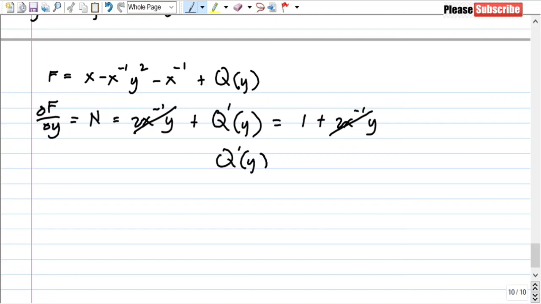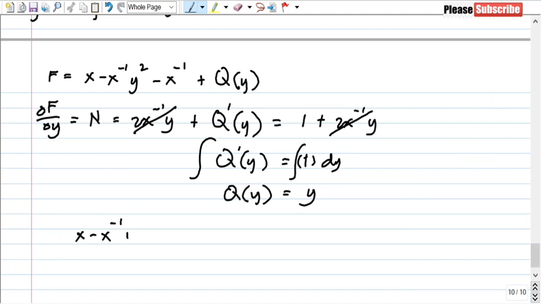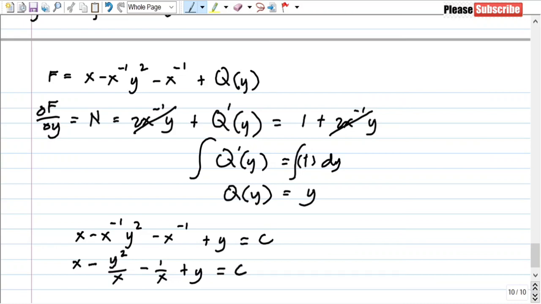So therefore, ang q prime of y natin is equal to 1, such that if we take the integral of this one with respect to y, okay, so that will be q of y is equal to y. Yan. Lagyan natin dy ito ha. Kasi with respect to y ito. Now, i-substitute na natin ngayon dito sa function. Okay? So, if we put f is equal to 0, the integral of 0 is a constant. Now, magiging x minus x to the negative 1 y squared minus x to the negative 1 plus y is equal to c. And or, kung isi-simplify natin, magiging x minus y squared over x minus 1 over x plus y is equal to c.